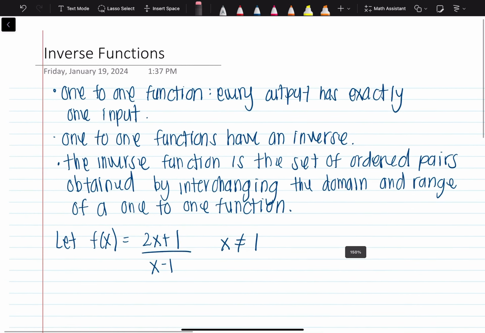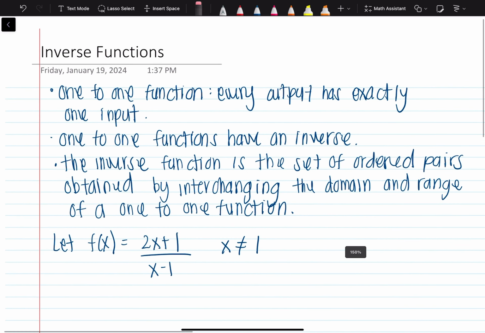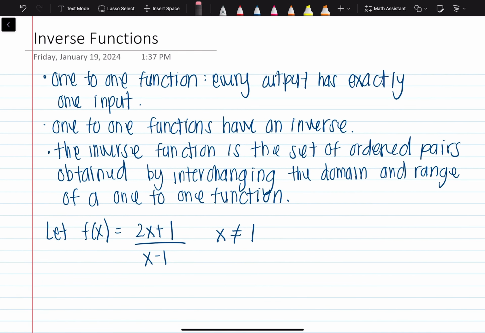In this class, we've been working with functions a lot, but whenever I talk about inverses, you need to understand that not only is this a function, but it's a one-to-one function. One-to-one functions mean that every output has exactly one input. Now, every one-to-one function has an inverse. So every function doesn't have an inverse, but every one-to-one function will have an inverse.